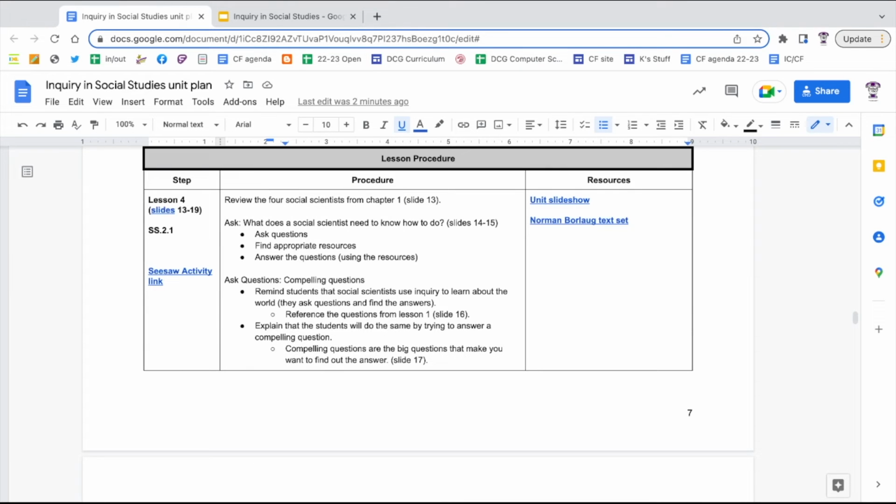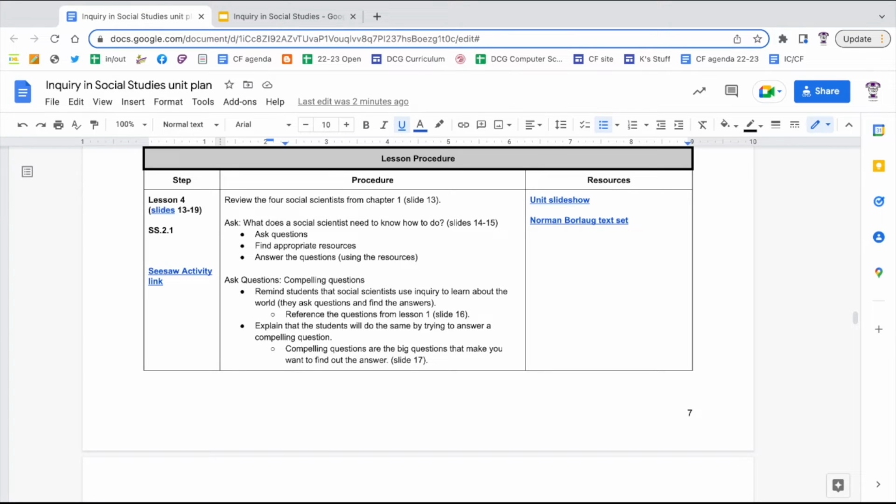Lesson 4 begins with a review of the 4 social scientists, and then we're going to ask what a social scientist needs to know how to do. And there are 3 pieces that we will provide for the students. A social scientist needs to ask questions, find appropriate resources, and answer the questions using the resources.